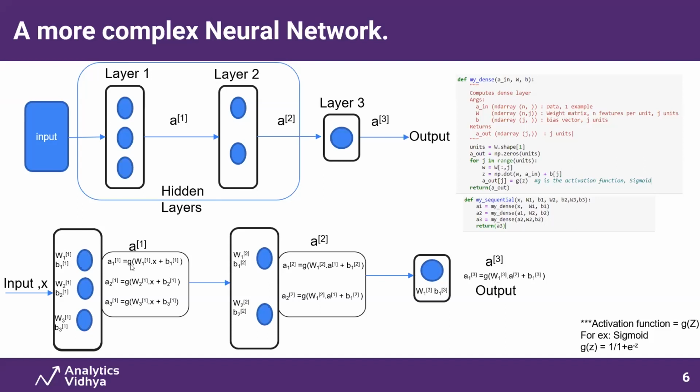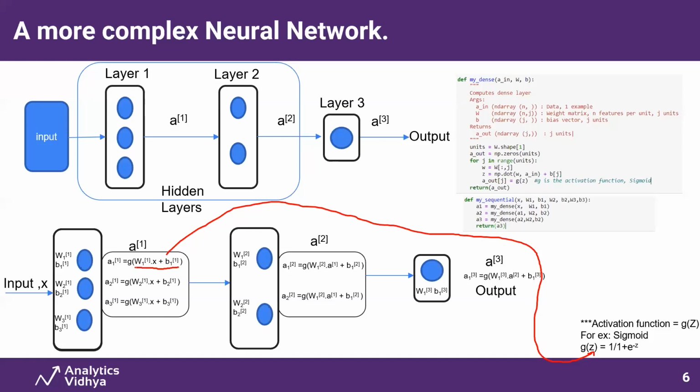The G of Z that you see here, this part is a mathematical operation which happens. It's normal multiplication and addition, right? The input got multiplied with the weight and was added to a bias. Now this gets passed to a function which is known as the activation function, G of Z, right? That defines what the output will be.